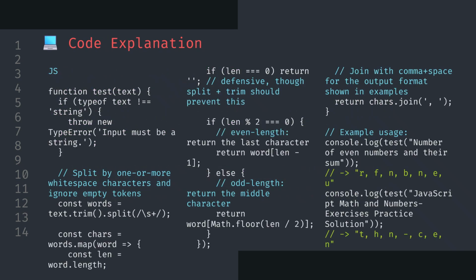This version is concise and safe. We validate the input, trim and split on any white spaces, so tabs, extra spaces, etc. are handled. For each word, we compute its length and apply the rule: even is last character, odd is middle character. Finally, we return a comma separated string so that it matches the sample output. If you prefer a different output format, like an array of characters or without commas, it's easy to change the final join.